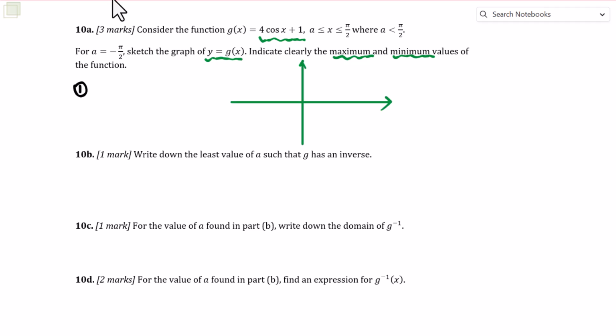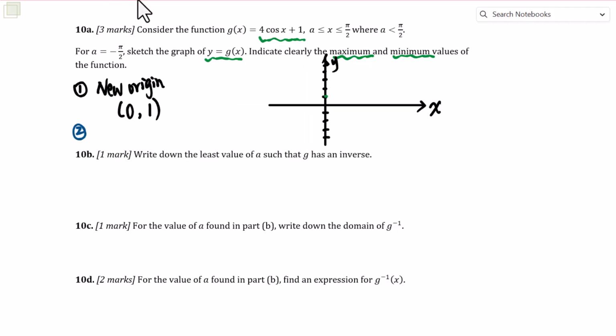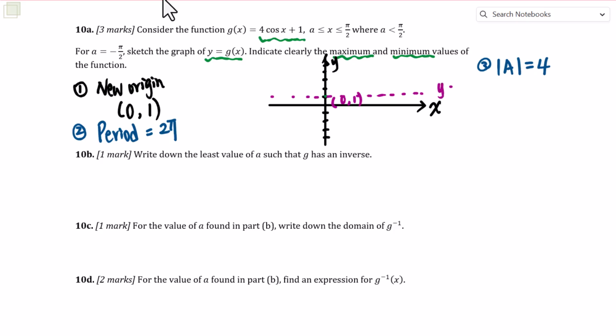First of all, we need to figure out the new origin. There is no horizontal translation, so it is (0, 1). Second, we need to figure out the period, which equals 2 pi. Then third, we need to get the amplitude, which equals 4. We find (0, 1) as the new origin. y equals 1 is the midline.